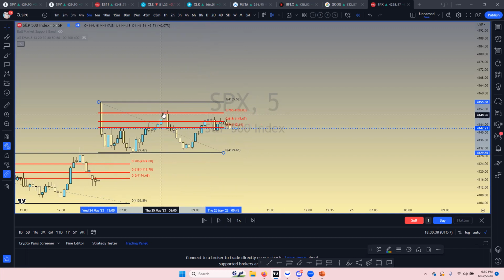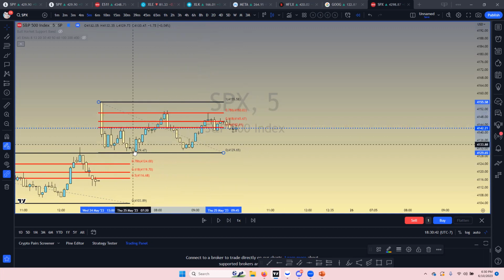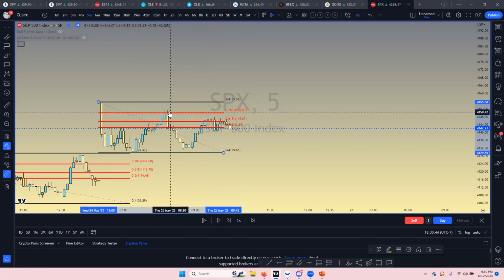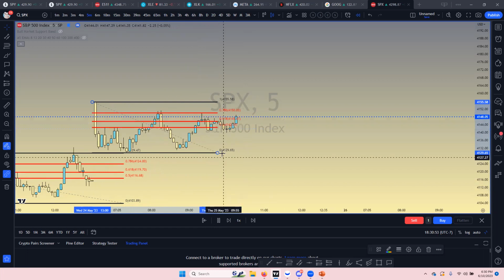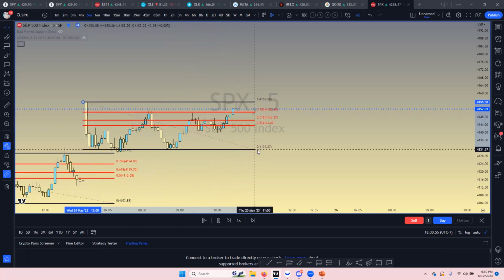Again, this is the daily 0.786, right? It's the daily level. It's not off of this one. It's the daily 0.786, so it's a big level. It's a big level to break or hold. Let's keep going here and see what happens. So I'm extending it.